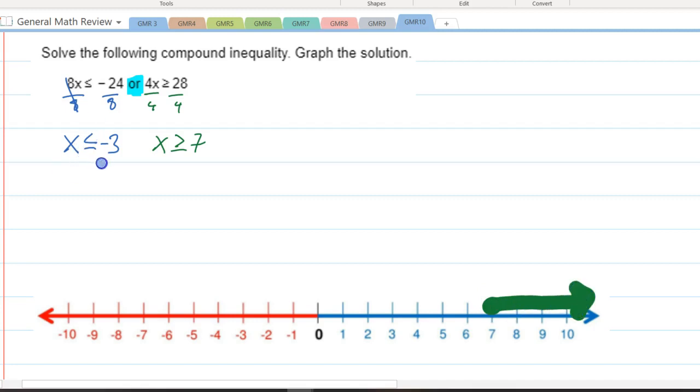The next one, x is less than or equal to negative 3. I go down to negative 3. Because it said or equal to, I put a solid dot. The arrow is pointing to the left, so my arrow points to the left. This is a disjunction. It means you can have any number to the left or any number to the right. However, you can have no numbers between.